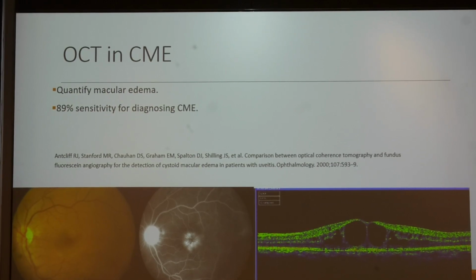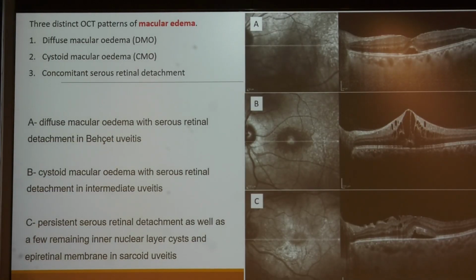To identify a CME. OCT helps in quantifying the macular edema, which has 89% sensitivity for the diagnosis of CME while comparing to FFA. Three distinct patterns of macular edema are detected in uveitis. First is diffuse macular edema, then cystoid macular edema, then concomitant serous retinal detachment.